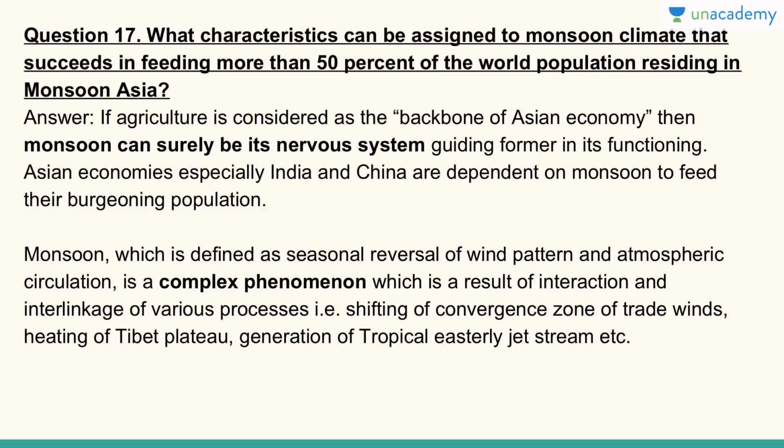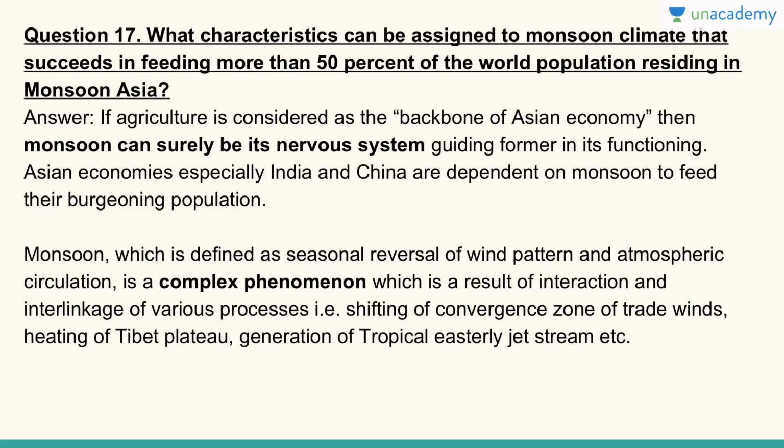If agriculture is considered the backbone of the Asian economy, then monsoon can surely be considered its nervous system, which guides the Asian economy in its function. Asian economies, especially India and China, are dependent on the monsoon to feed their increasing population, and we have more than one third of the world population in India and China alone, and more than 50% of the world population lives in monsoon Asia.